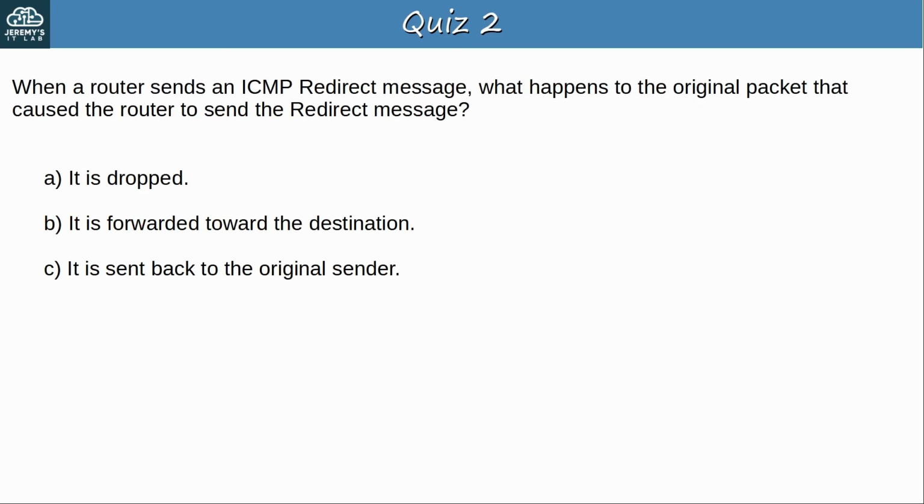When a router sends an ICMP redirect message, what happens to the original packet that caused the router to send the redirect message? Pause the video now to select the best answer. Okay, the answer is B. The router will forward the packet to its proper destination.